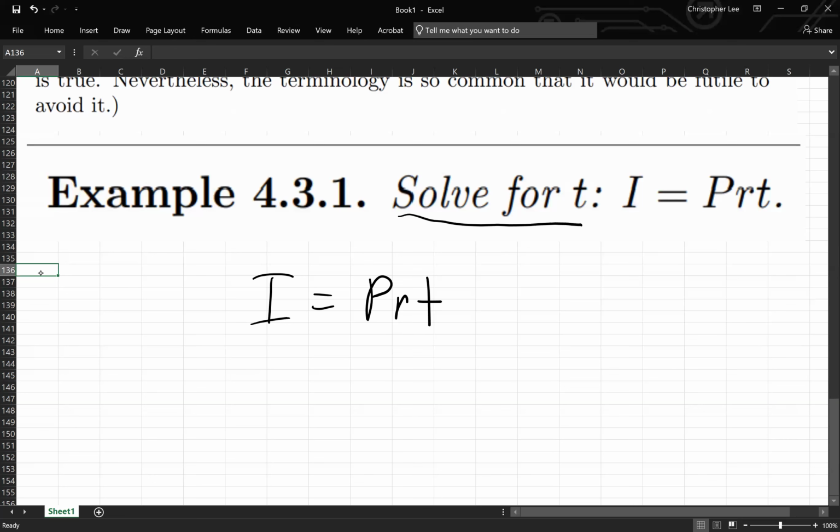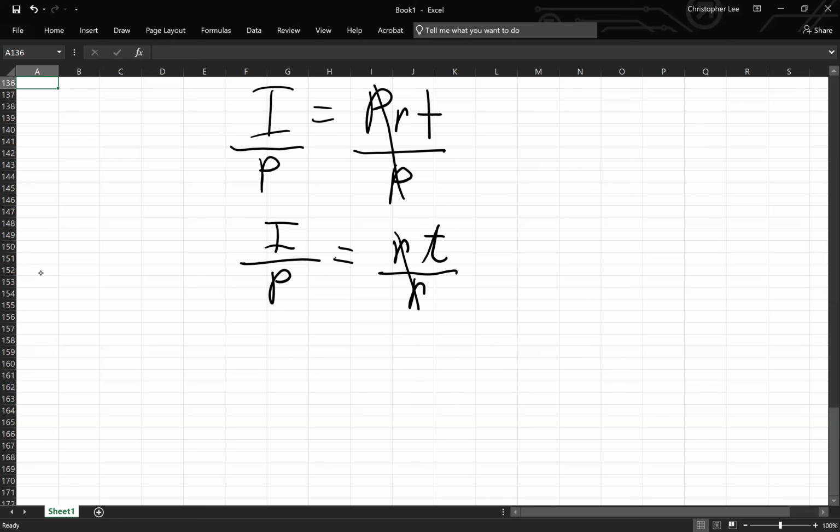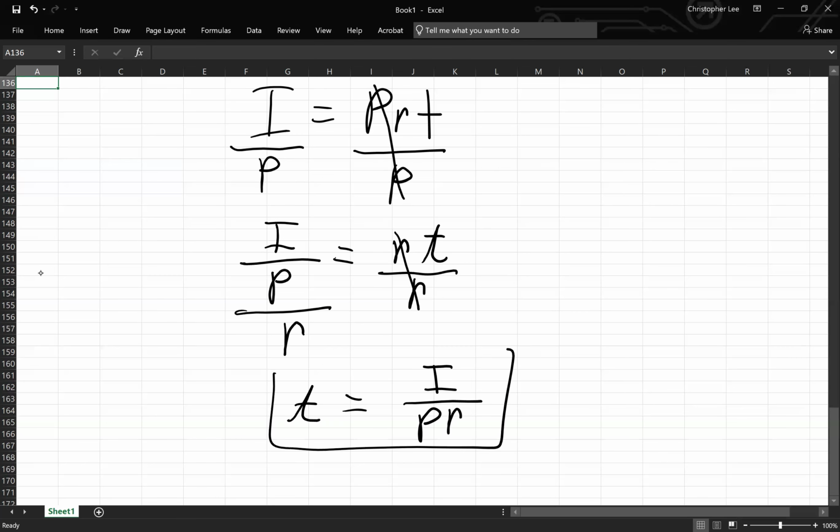We could do it one by one. How do I get rid of the P, for example? Exactly, divide by P. But what you do to one side of the equation, you gotta do to the other side of the equation. So now I have I over P is equal to RT. But I still have an R next to that T. How do I get rid of the R? Divide by R, right? What I do to one side of the equation, I got to do to the other side of the equation, right? So now, final answer, I have T is equal to I over PR. And that's it.